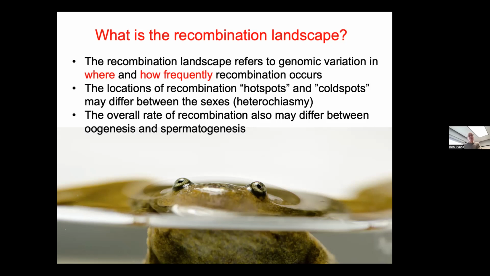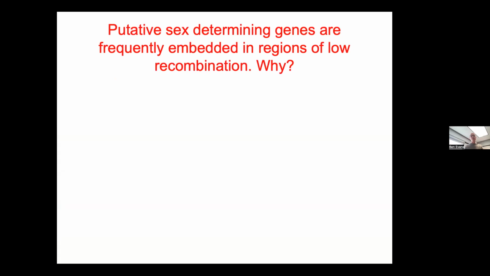And so this is what we mean by the recombination landscape. How does recombination vary across the genome, and how does it differ between the sexes, both in rate and in location? And so to explore this, you might ask, well, I guess we could begin with an observation.